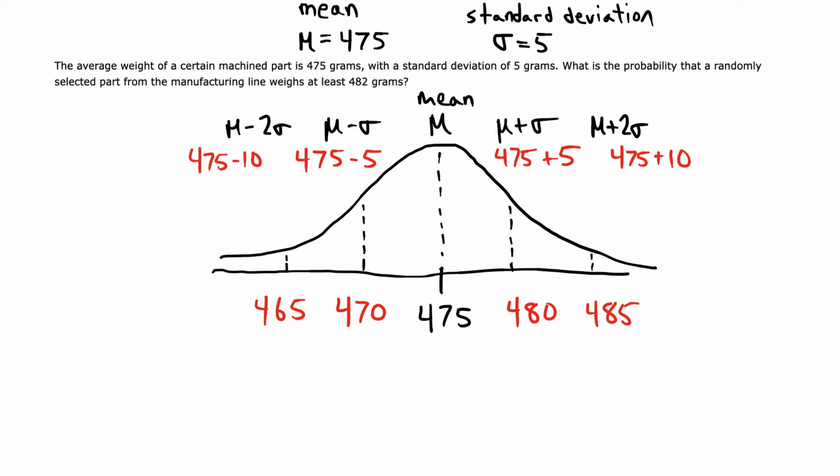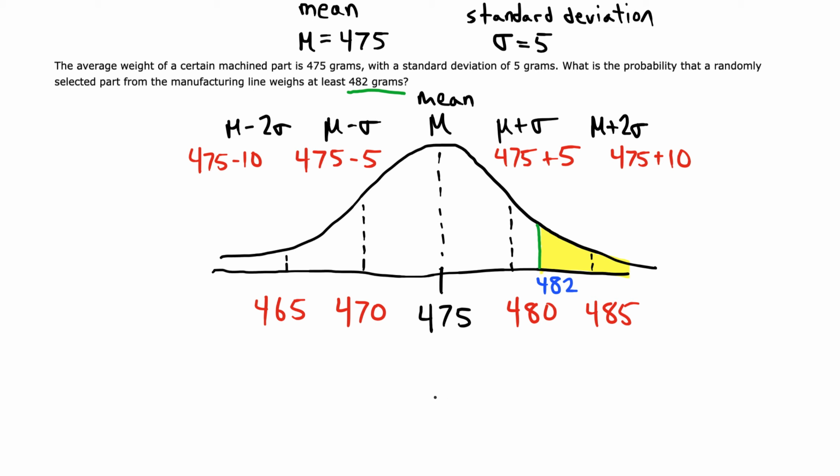Now let's identify where the cutoff boundary is that the problem is talking about. They're talking about a part weighing at least 482 grams. So that's going to be a boundary located around here between 480 and 485. We can shade the area that they're describing. That would be all the parts that are at or above a weight of 482. So they're describing a right tail here.